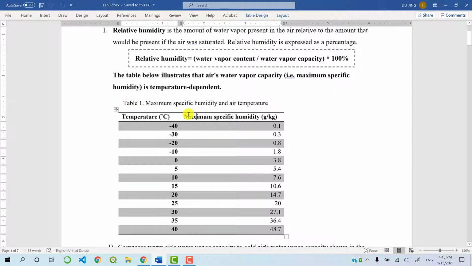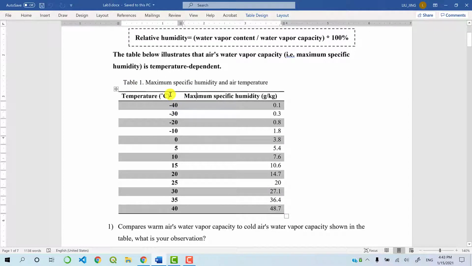This table is very important. You will use that in this question. You will also use that in the last question, question 3. So that is very important, this table.